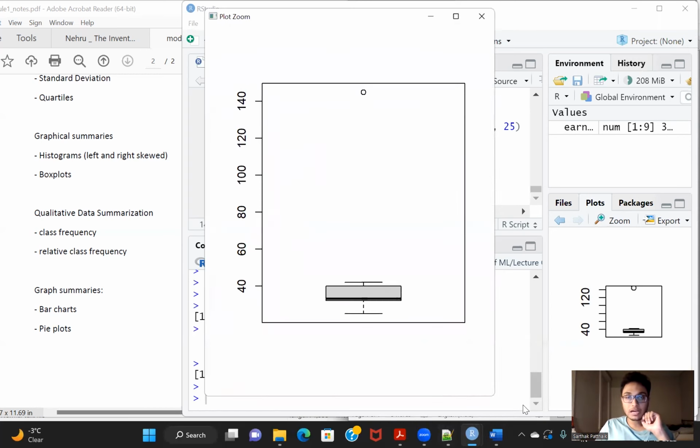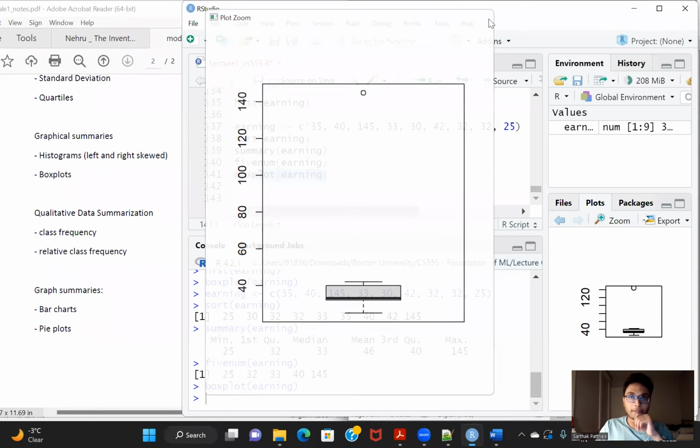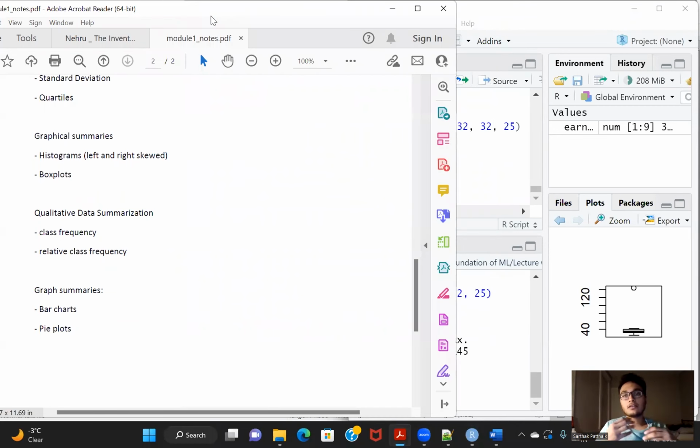But fundamentally, if you look at the box plot, you see this point way outside the range of this box plot. This point is your outlier because it falls beyond the peripheries of the whiskers of the box plot, which is Q1 minus 1.5 into IQR, the lower bound. Upper bound is Q3 plus 1.5 into IQR. So fundamentally, these are the different ways how you can graphically and statistically analyze your quantitative data.